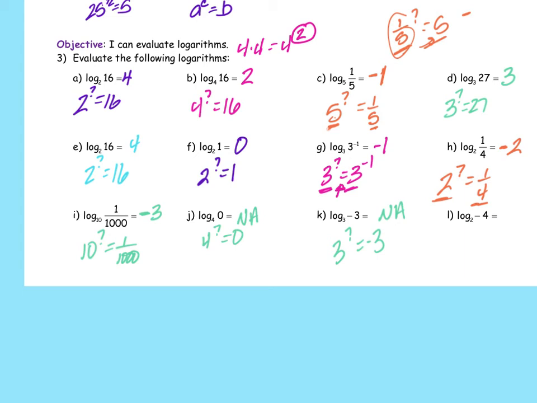And then, of course, the last one says log base 2. Sorry, I don't know why I rewrote it that way. 2 to what power will equal negative 4? Well, nothing. Again, that's an NA. There's no answer to the last 3 of them, because those just aren't true. Are there any questions on those? Any questions at all? Okay.